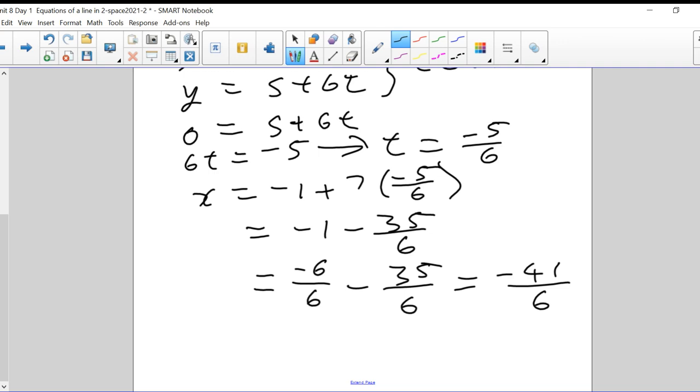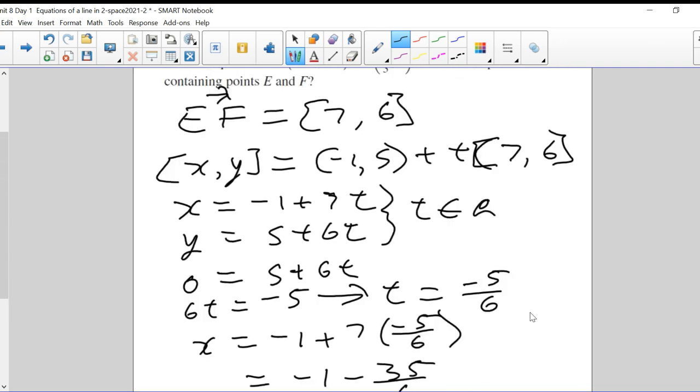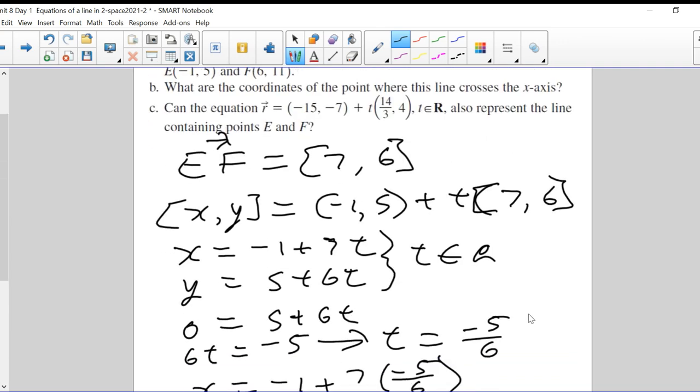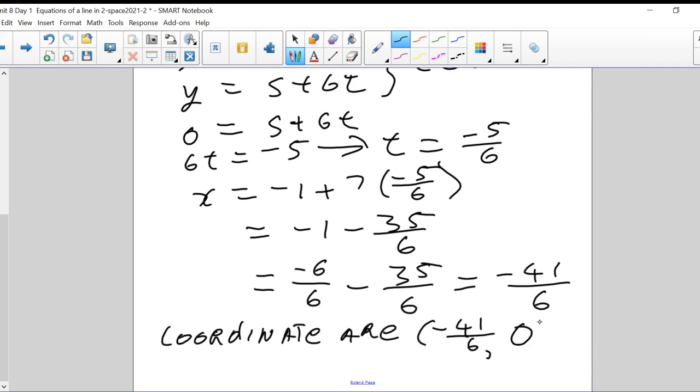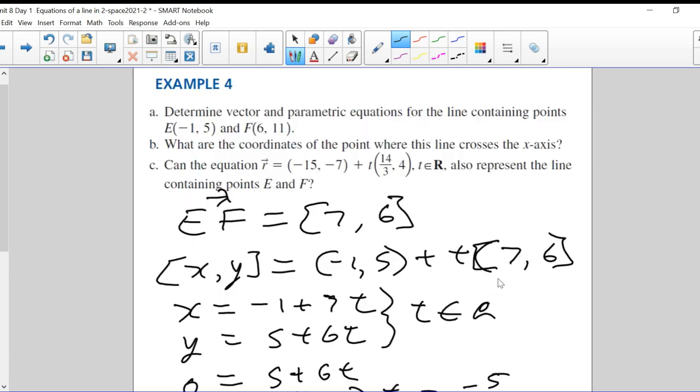Let me see what I asked in the question: what are the coordinates of the point? I'm going to give you coordinates now. So the coordinates of the point are an x value of -41 over 6 and a y value of 0. By definition, for the x-intercept, the y value is 0. And that's it. There's nothing more complicated to this than that.